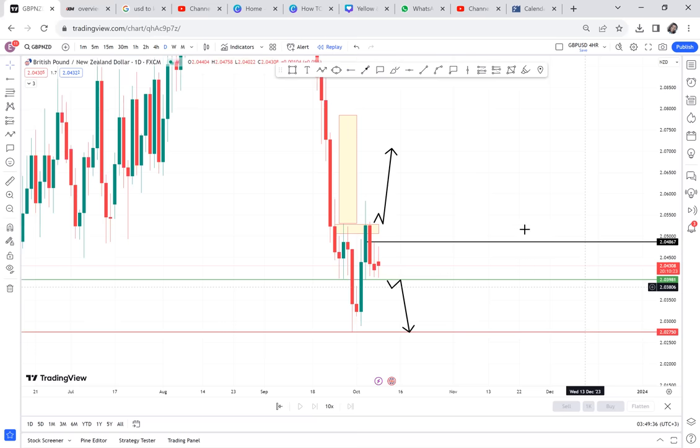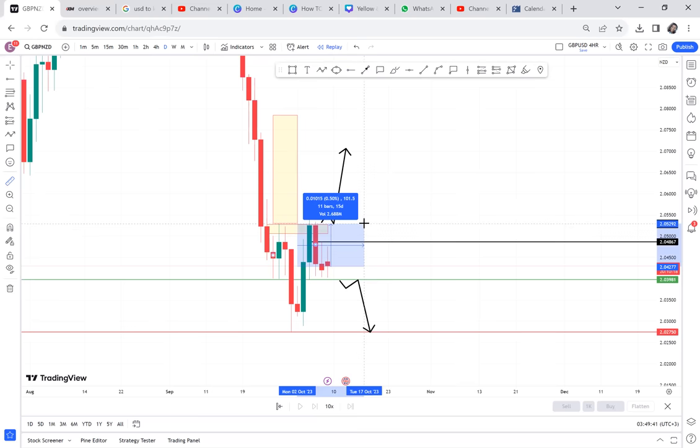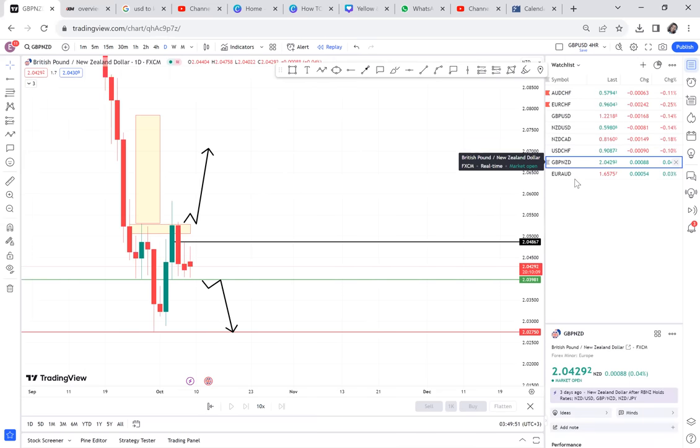Use daily for entry. And how many pips are we waiting for the market to break? Let's see how many pips. 100 pips. So we will wait for us to see which direction the market will go. And the last but not least, Euro AUD. So we have Euro AUD here.